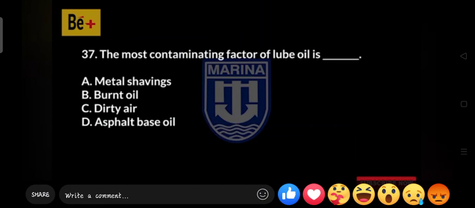The most contaminating factor of lube oil is A. Metal shavings. B. Burnt oil. C. Dirty air. D. Asphalt base oil. The answer is B. Burnt oil.